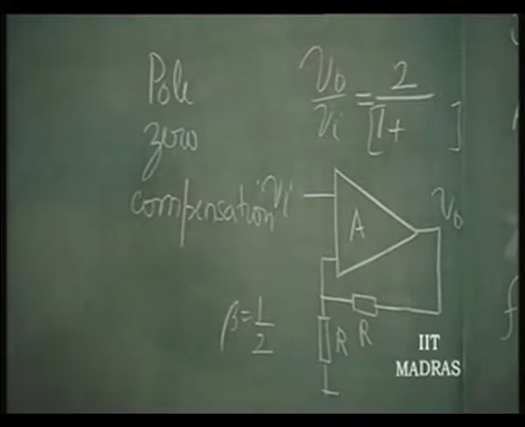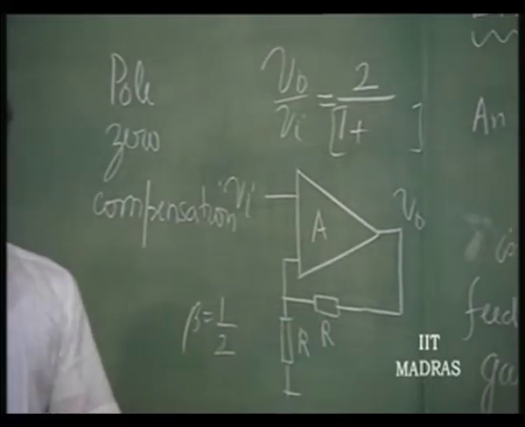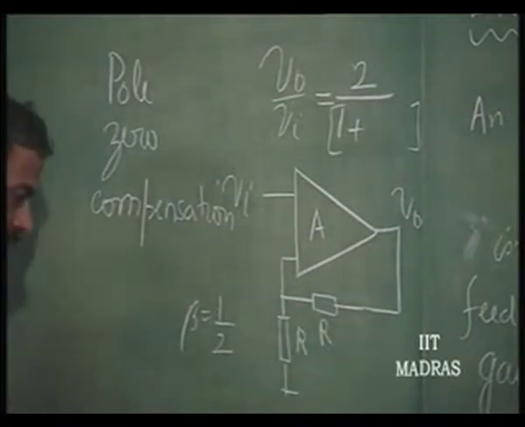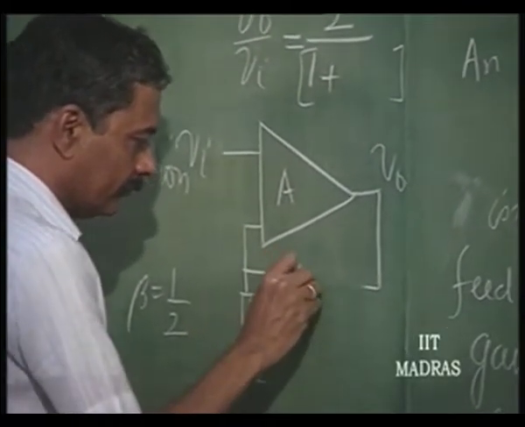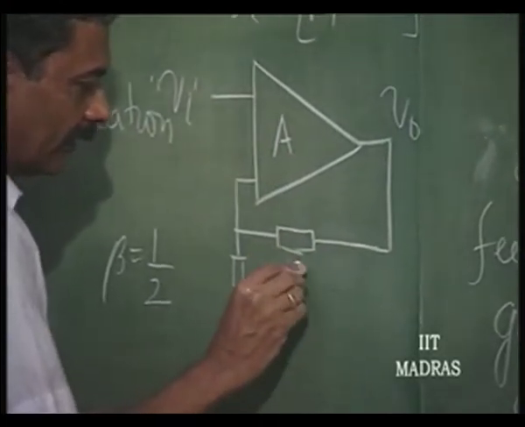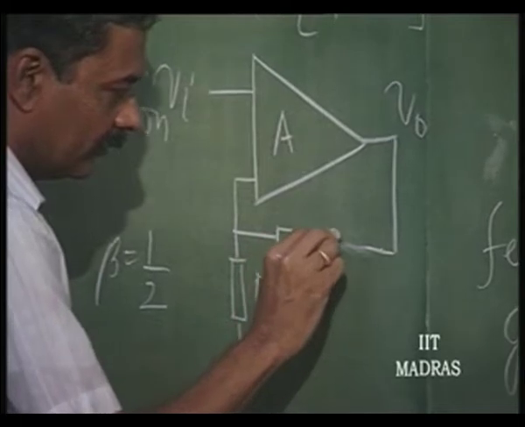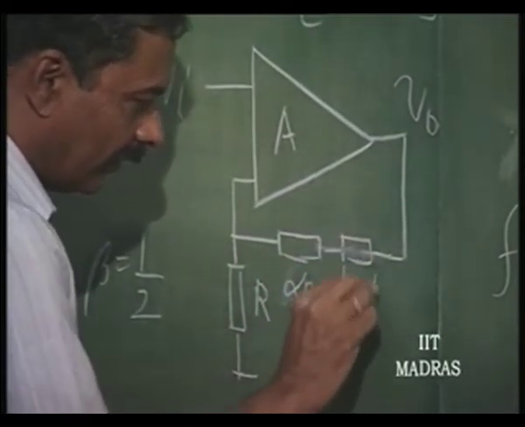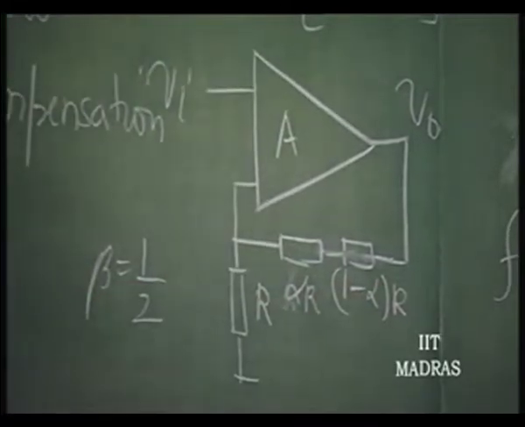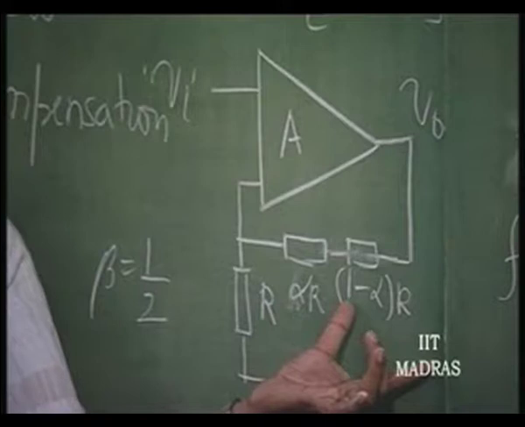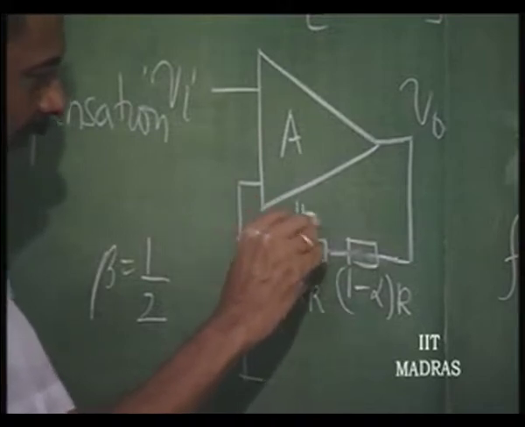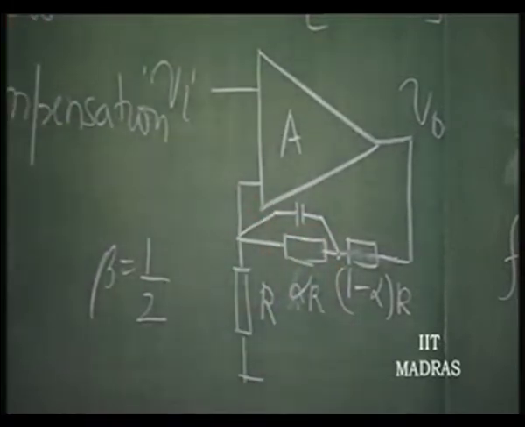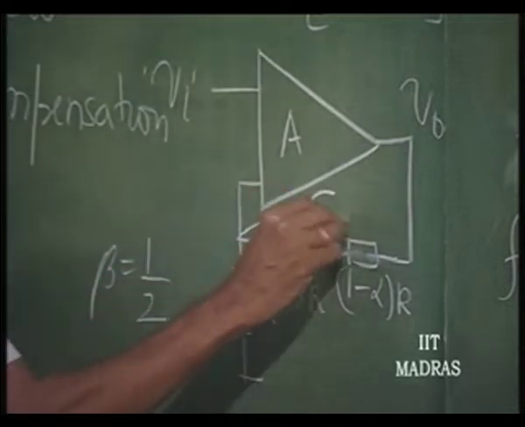I had discussed this earlier itself. Now, we have to make this R and this R, but this R can now be conveniently split into alpha R and 1 minus alpha times R, so that the total is still equal to R. Such that now I can bring about a 0 here conveniently, taking a portion of that R. So, I put a capacitance here.